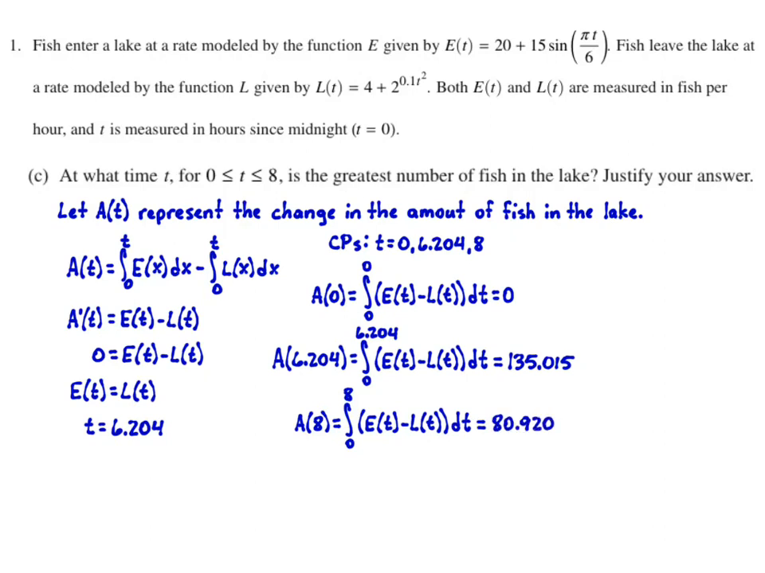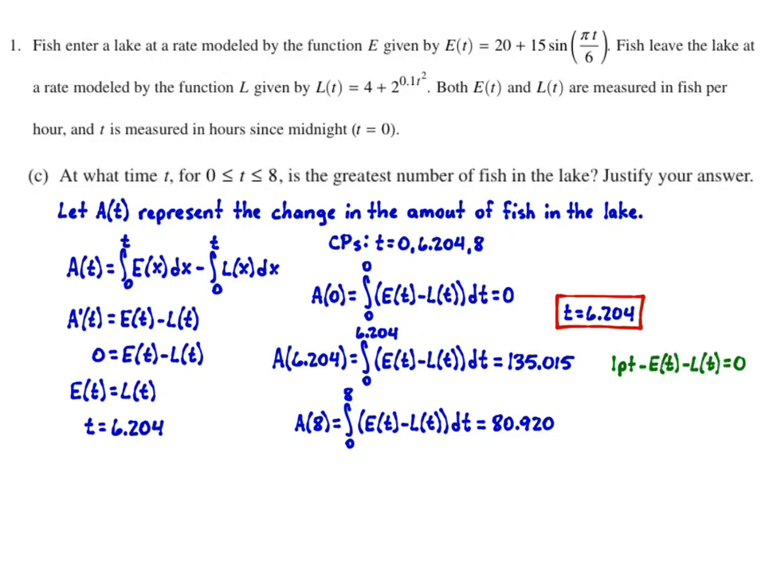So the question is, at what time is the greatest number of fish in the lake? So pay special attention to the question. It says, at what time? Well, we notice that the greatest number of fish in the lake is here. We can see that the greatest change is 135.015. And so we can say that the time when the greatest number of fish is in the lake is when t equals 6.204.